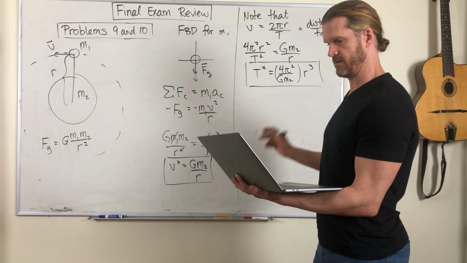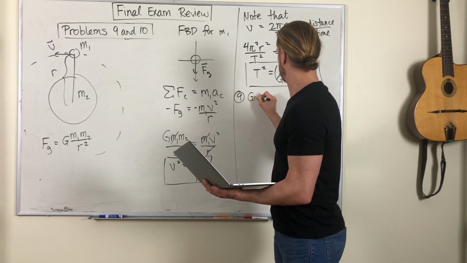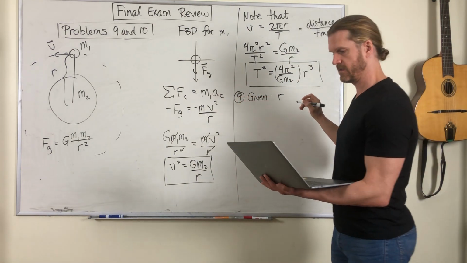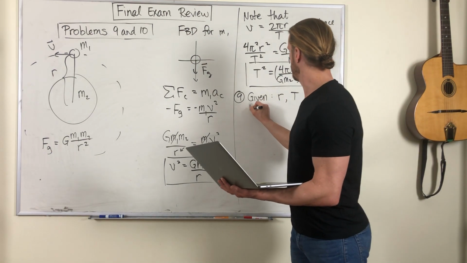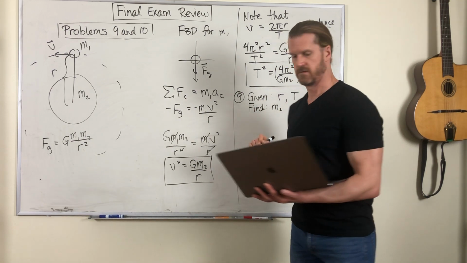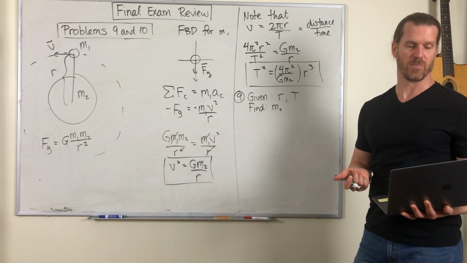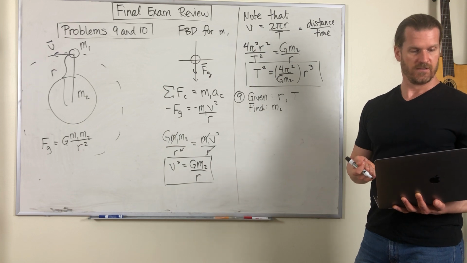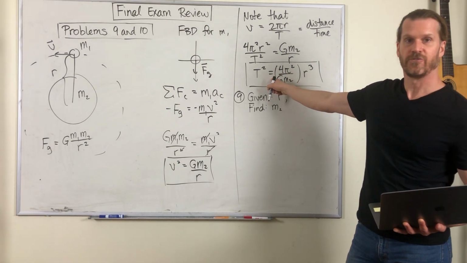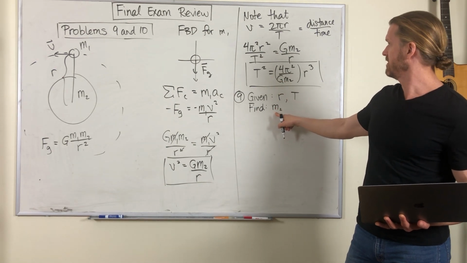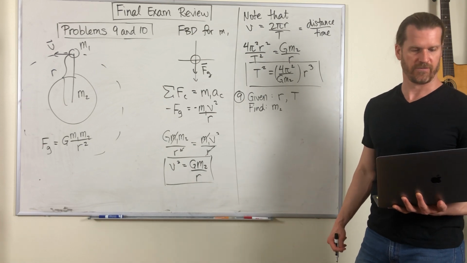So in problem 9, we are given the orbital radius and the period. And from that, we want to find the mass. So the situation here is that you're given the orbital radius and period of a moon of planet Mars, and from that you can determine the mass of Mars. Given this information, you can use this equation, do some algebra, and solve for m2. You've got all the stuff you need from that equation. Turn it around via algebra and solve for m2. You can figure out the mass of Mars.